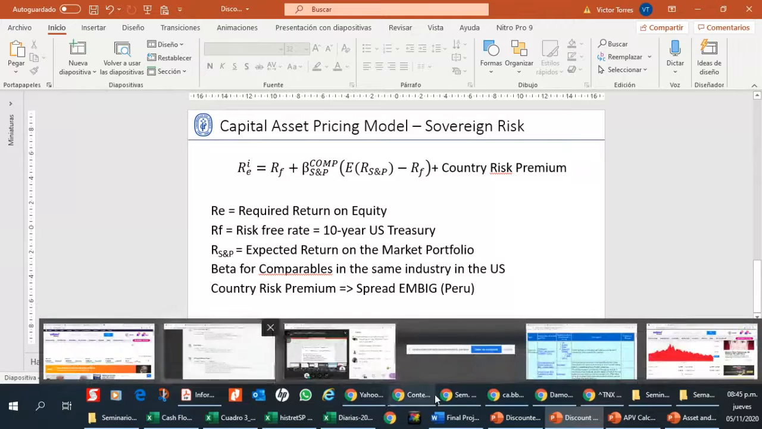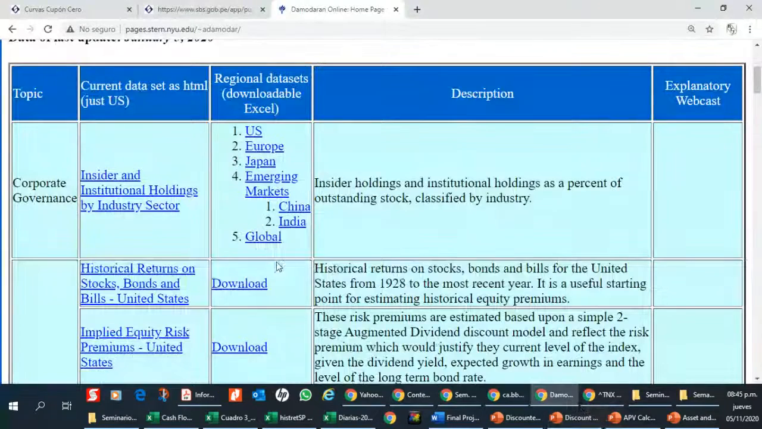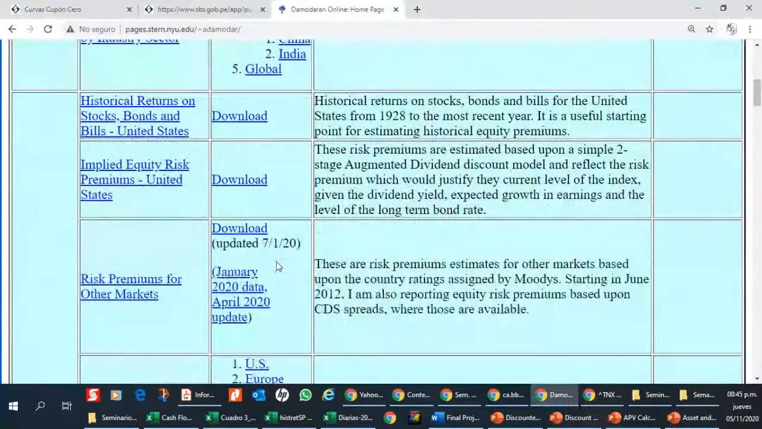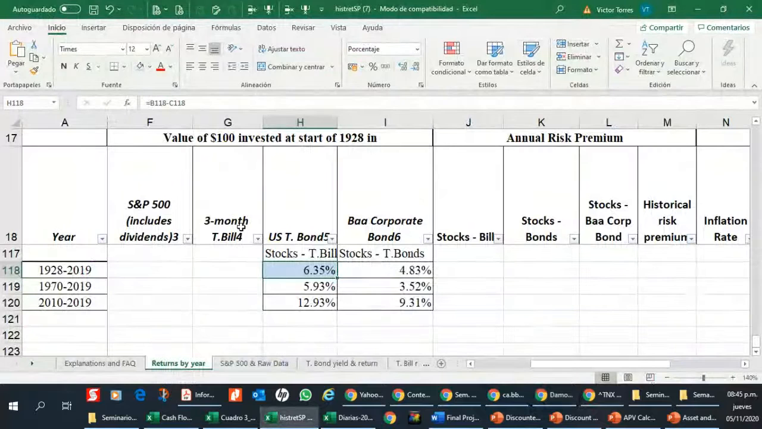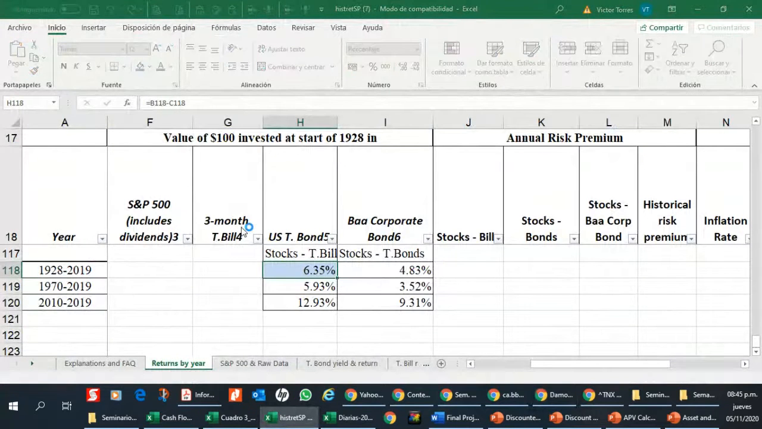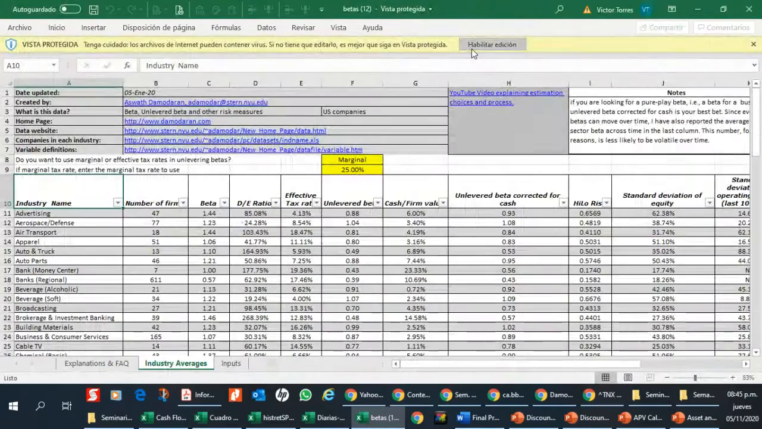What I wanted to mention is that this is one of the main reasons why Damodaran is famous: he has this information available here for US companies, for Europe, for Japan, and everything like that. I actually downloaded this data, right? You can actually do that, and we are going to figure that out.